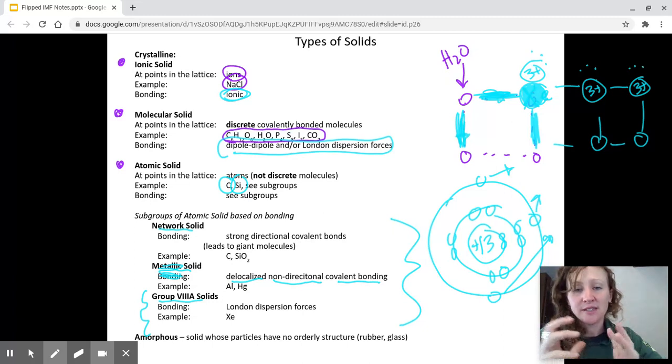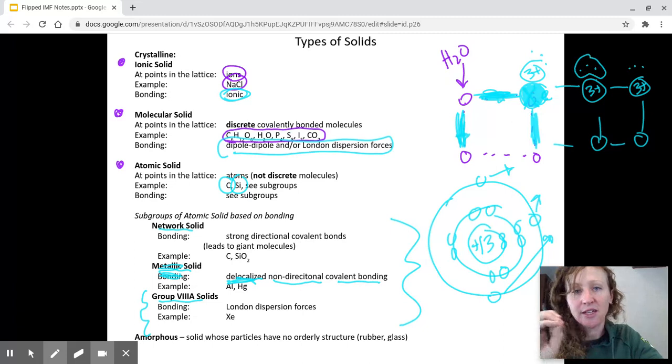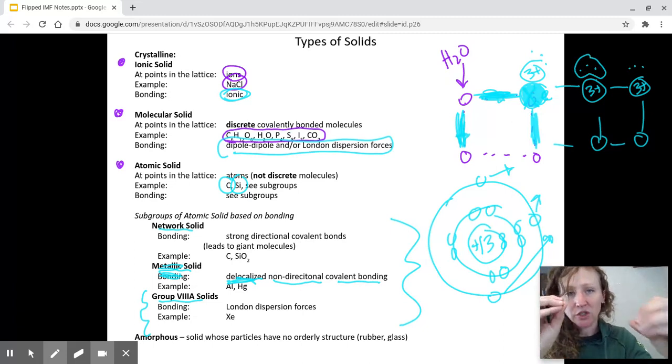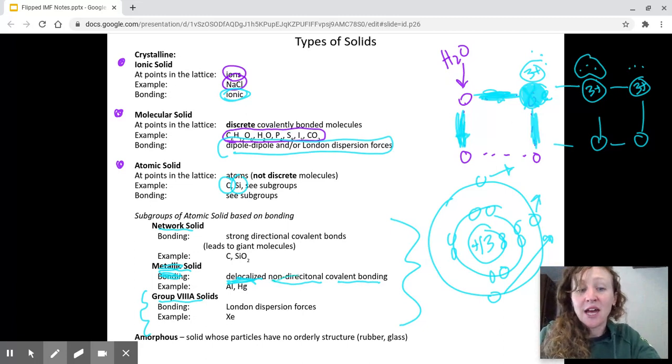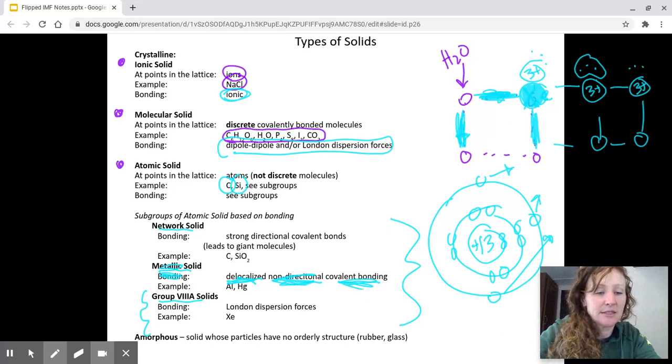All of these metal specific properties happen because of these delocalized electrons. Notice the electrons aren't stuck in one spot between two atoms. They're not localized, they're delocalized. They're non-directional because the electrons can move, ebb and flow. They're not only moving in one direction, but it's still a covalent bond here.